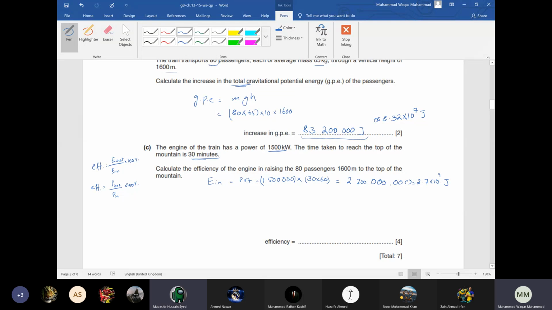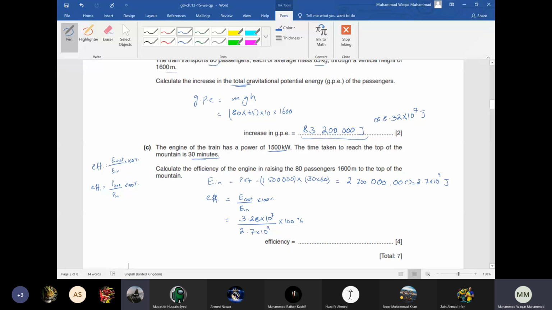Now, beta, we calculated energy input, and energy output. So efficiency, write the formula. Efficiency is equal to useful energy output over energy input, times 100%. Substitute the values. What is the value of E out? It is 3.28 times 10 to the power 7, right? And energy input is 2.7 times 10 to the power 9, times 100 percent. So, beta, when you do this, what do you get?